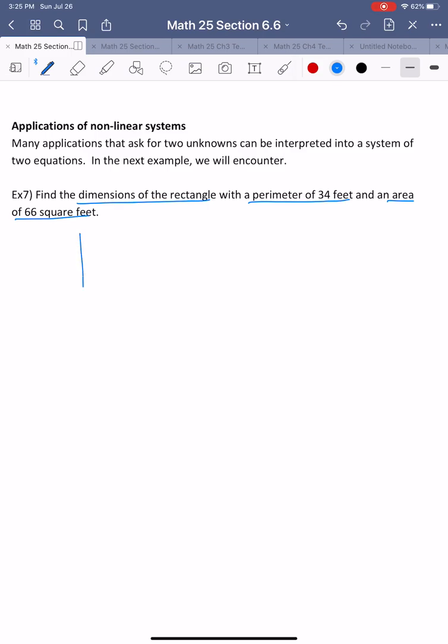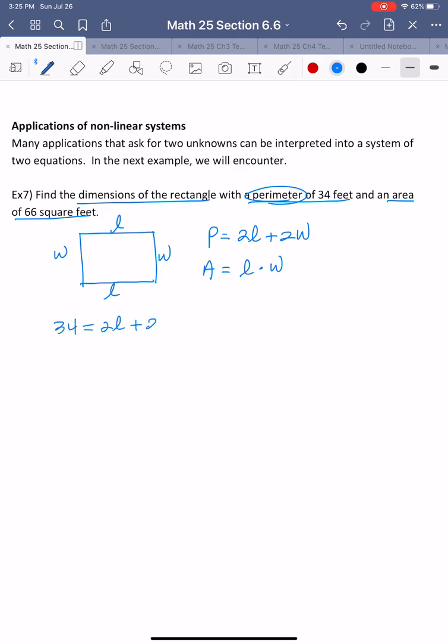So when we have a rectangle, let's say this is the length and this is the width. In order to find the perimeter, it is 2L plus 2W, and the area is the length times the width. Okay, so we know the perimeter is 34, equal to 2 length plus 2 width. And the area is 66, equal to length times width. So equation 1 and equation 2. Can we solve this problem? Yes, we can. In order to solve, I think I want to use substitution.